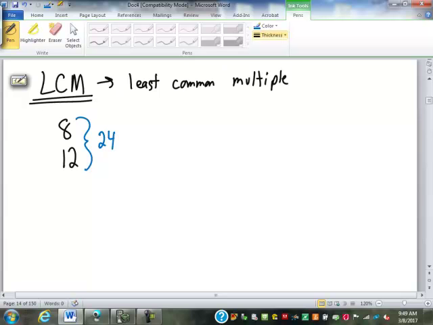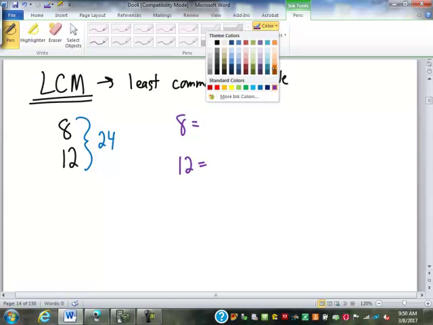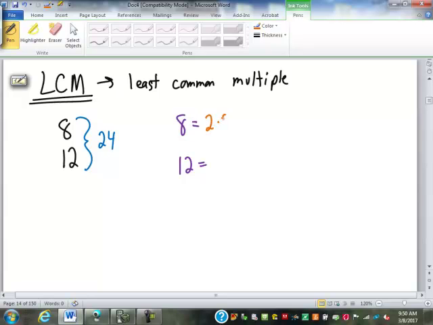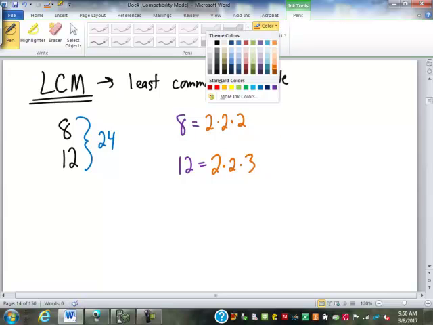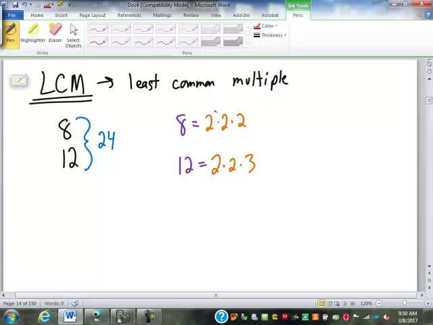24. Yeah. If you can't find that, what you do is this. You factor them. 8 factors into 2 times 2 times 2. That used to be the factor tree. I'm just skipping that step. 12 is 2 times 2 times 3. And we look at what they have in common. They both have a 2. They both have a second 2.